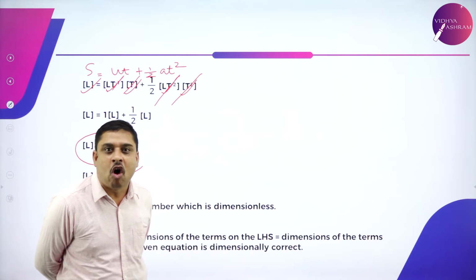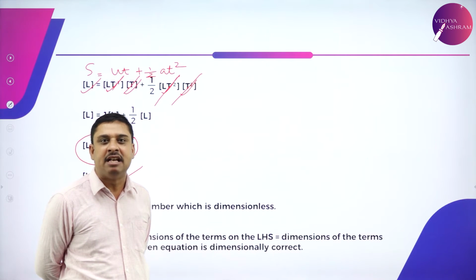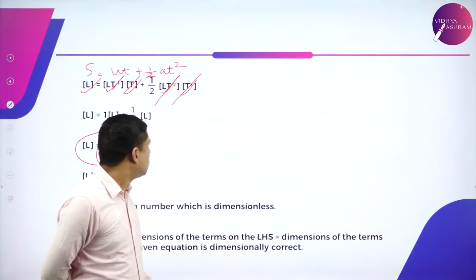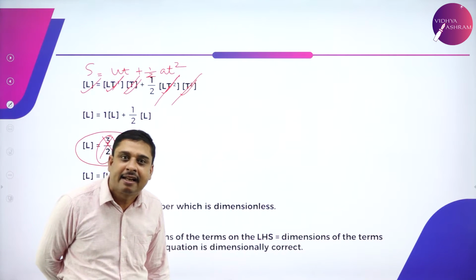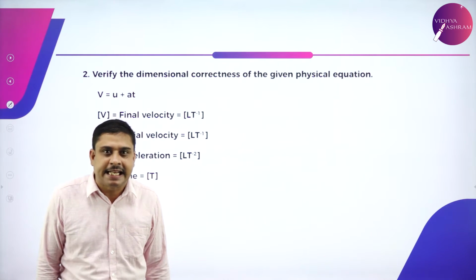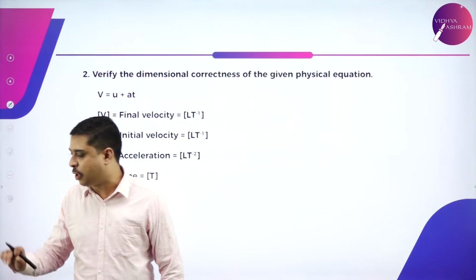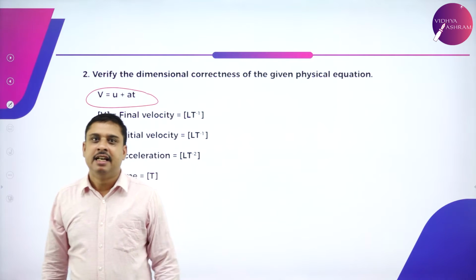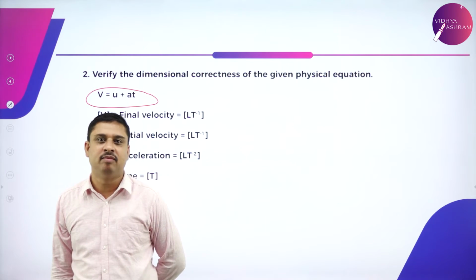The dimensions of the terms on the left hand side are the same as the dimensions of the terms on the right hand side. So very clearly, the given equation is dimensionally correct. Now students, we'll take up the second example to verify the correctness of an equation. The equation I have considered is V equals U plus AT.